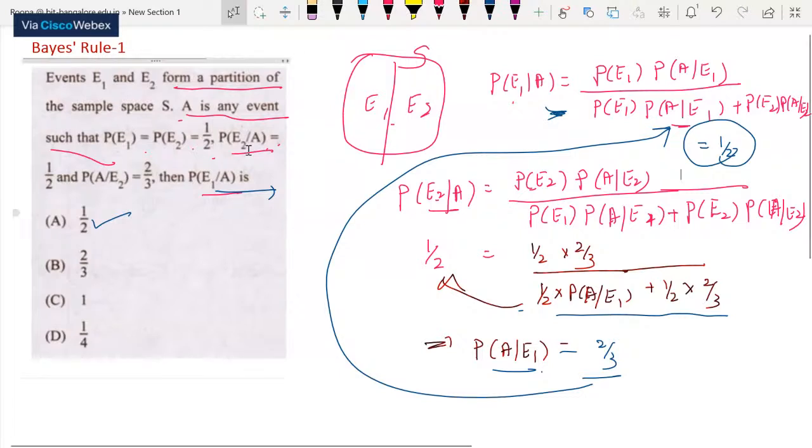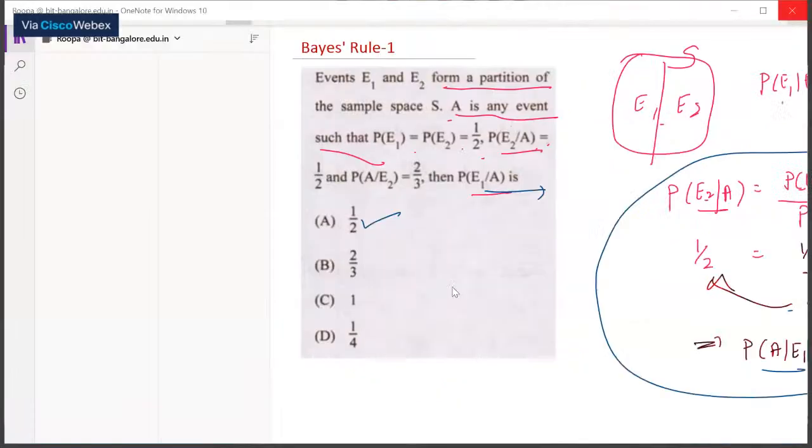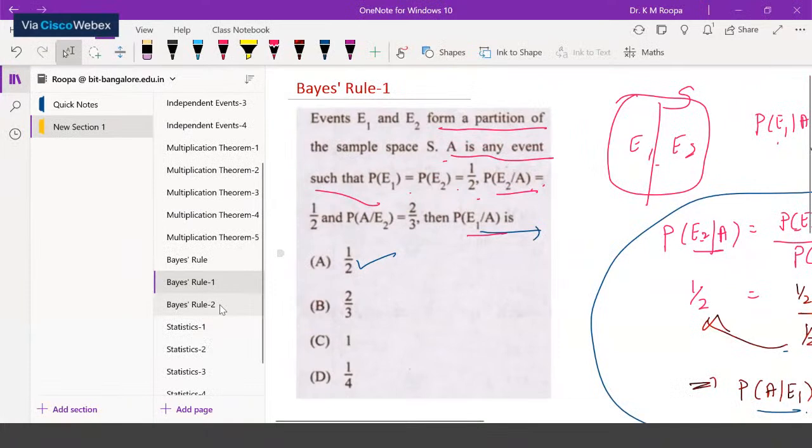How to write the reverse of this? What you are expecting, write the reverse of that in the numerator. What you wrote in the numerator, depending on how many partitions there are, write it as a sum in the denominator. Okay. Because they are not asking for all the explanation in the CET, they are expecting only the correct answer. Okay, fine.